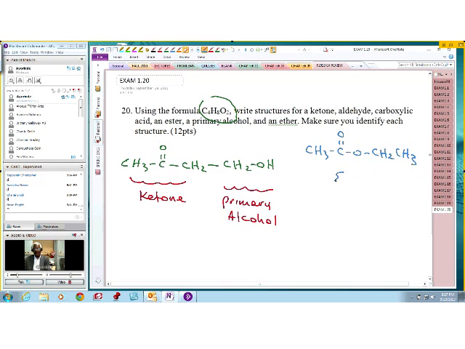Okay, this is an ester right here. An ester is a carbonyl attached to an alkoxy group. That carbonyl could also be attached to a carbon or a hydrogen atom. That is an ester. The essential feature of an ester is a carbonyl attached to an alkoxy.